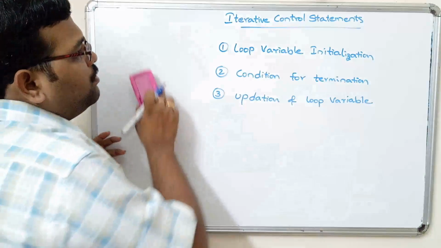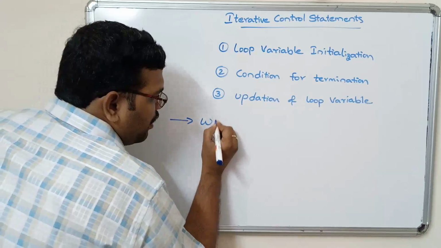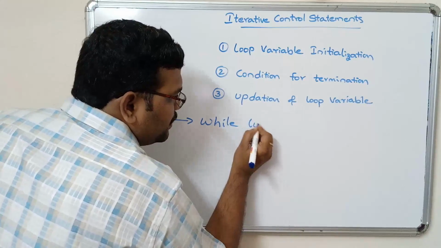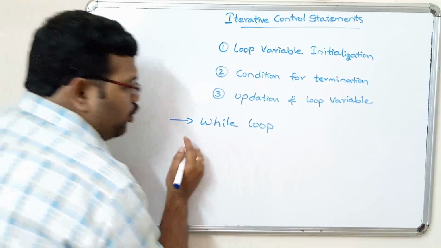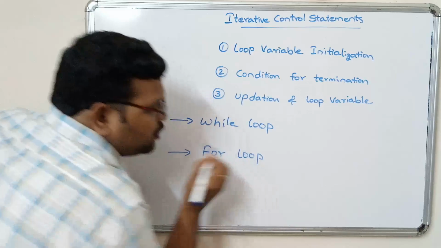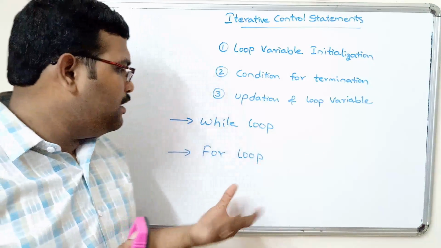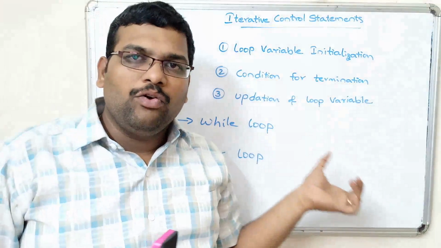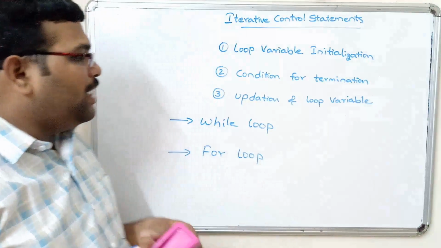There are two types of iterative statements. These iterative statements we call loops: while loop and for loop. In C language there is another loop, that is the do while loop. Here there is no third one, only two categories are there, one is while loop and the other is for loop. So let us see one by one.